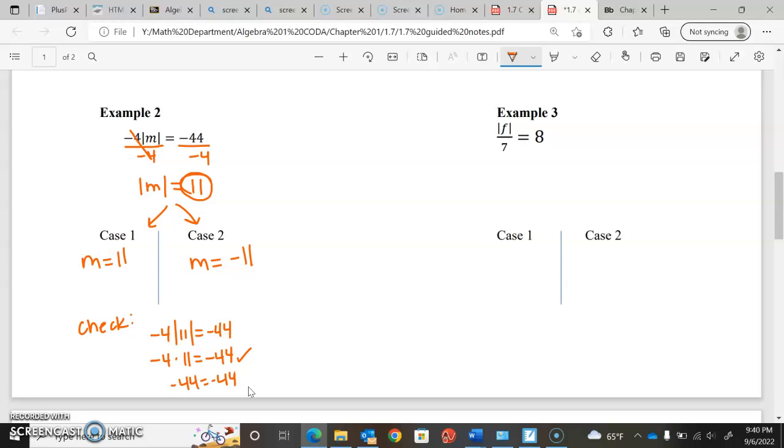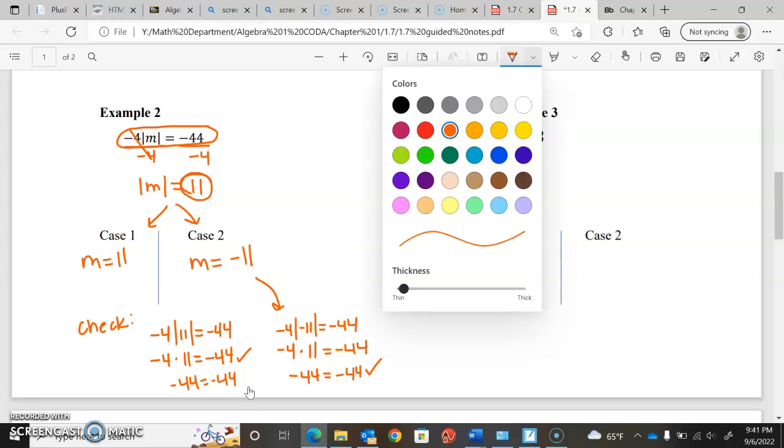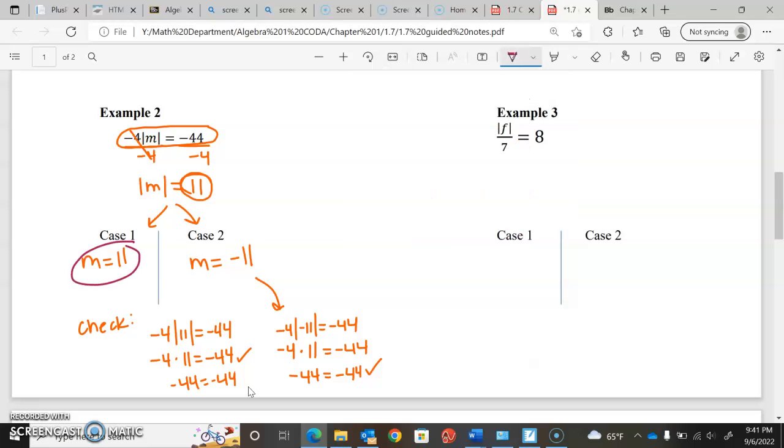Now let's try checking our second case here. So plug in -11 in the absolute value bars for m. Okay, so checking, I'm always going back to this original problem, right? What is the absolute value of -11? It's positive 11. -4 times 11, -44 equals -44. Check. So both of those solutions are good. They both work.